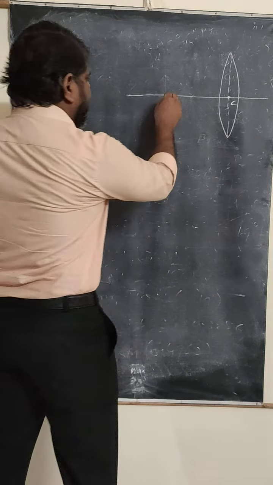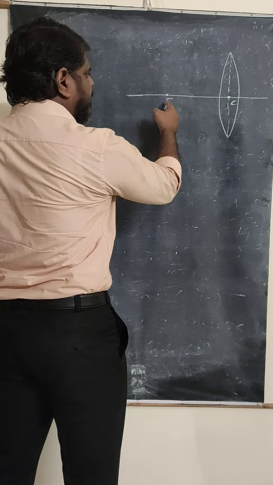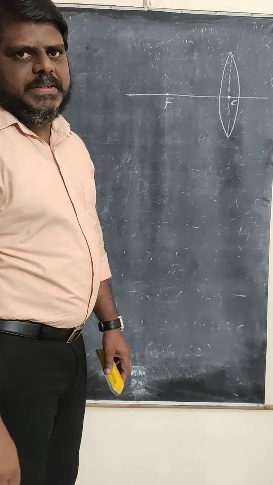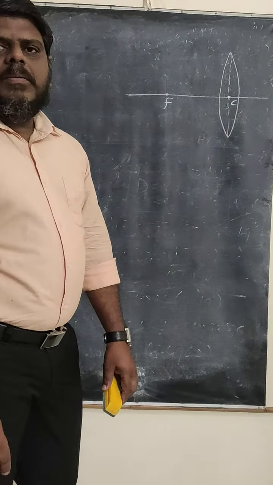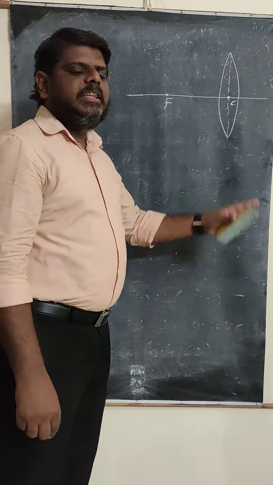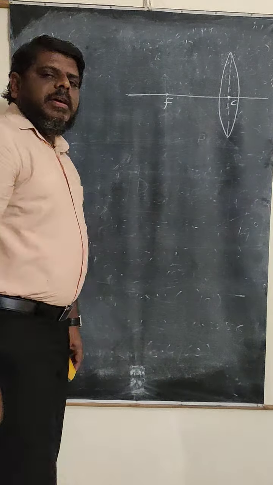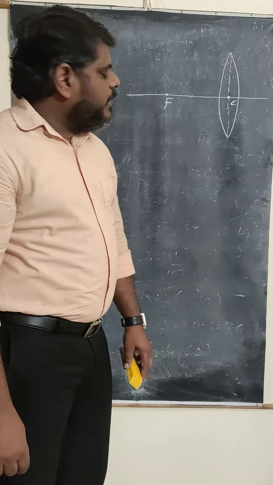Okay, the principal focus we can represent by capital F, and the distance between C and F will be represented by small f itself. So this is the principal focus. The distance between the optic center and the principal focus is nothing but the focal length, which can be represented by small f.